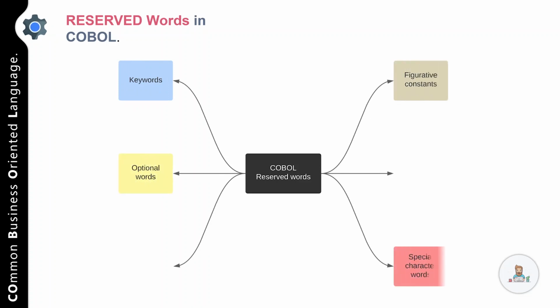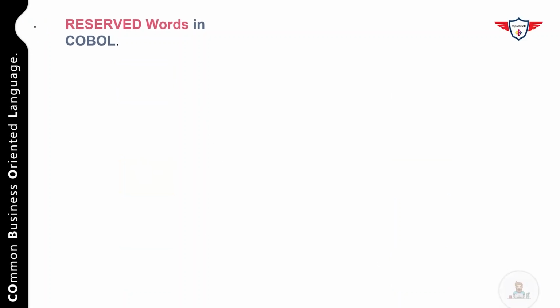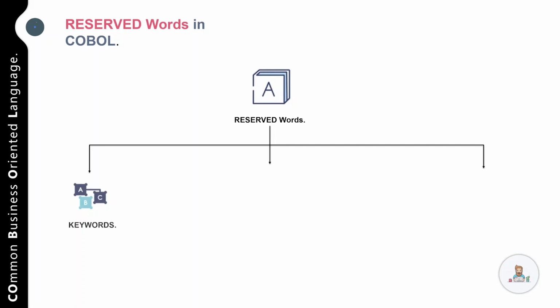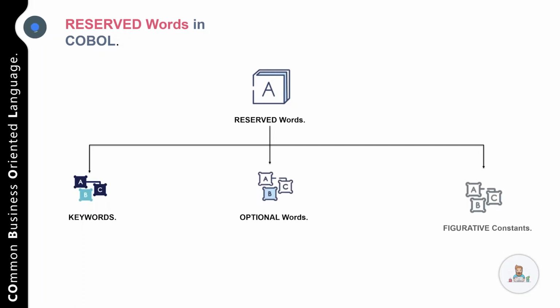First one is keywords, second one is optional words, third one is figurative constants, fourth one is special character words, fifth is special object identifiers, and the last one is special registers. But we will be focusing on the first 3 important reserved words. So first one is keyword, second one is optional words, third one is figurative constants.